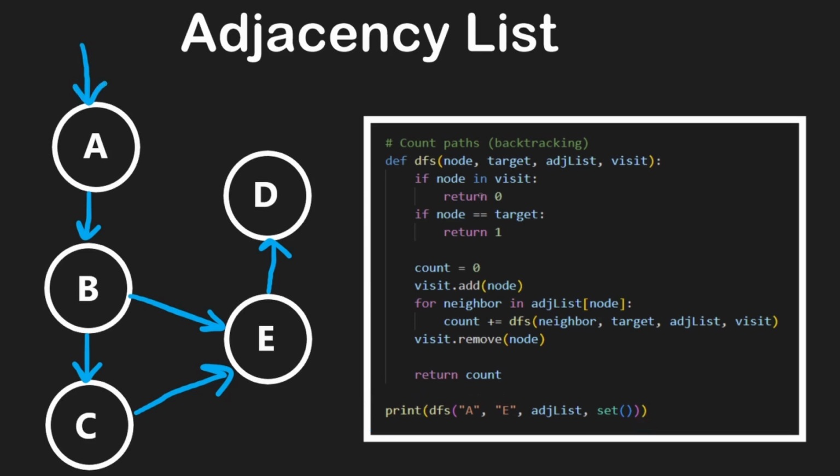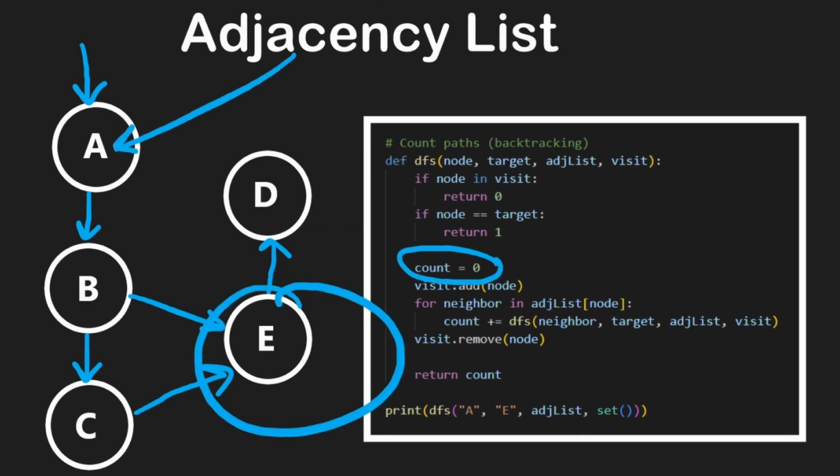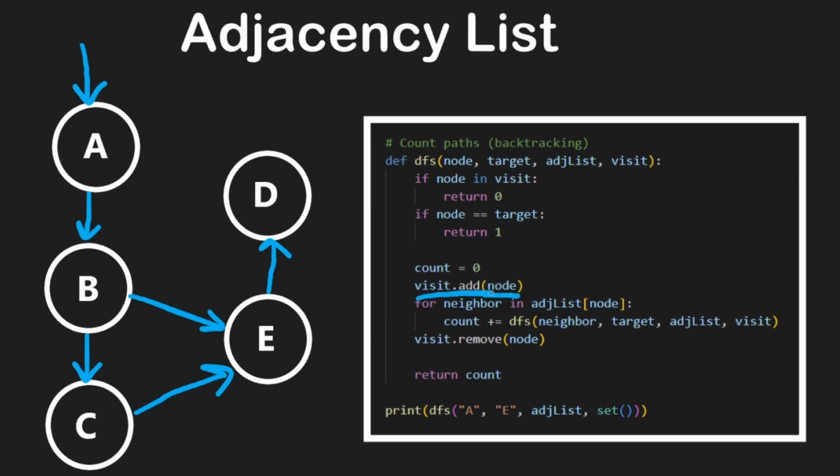So starting at A, we check, has this node already been visited? If it has, there's 0 paths from here to the result. It's not the case though. Well, is this node already the target? If it is, then that means we found a path to the target. We can return 1. It's not E, so it's not the target. Then we declare a variable to count how many paths from A to E. We add the node to the visit hash set and we go through its list of neighbors.